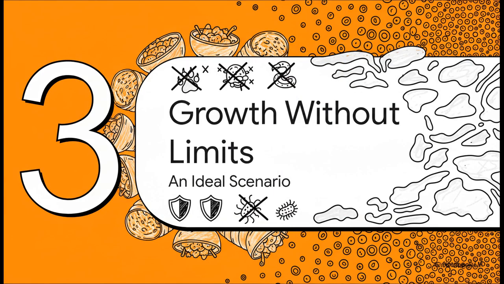But that makes you wonder, right? What happens if you totally throw that balance off? Like, what if a population had all the food and space it could ever want, with zero predators and zero diseases? What would that kind of crazy, unchecked growth even look like?